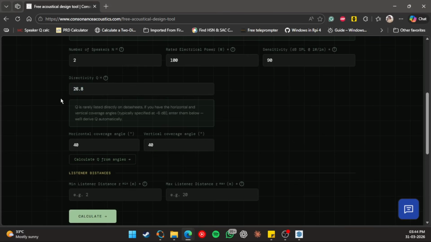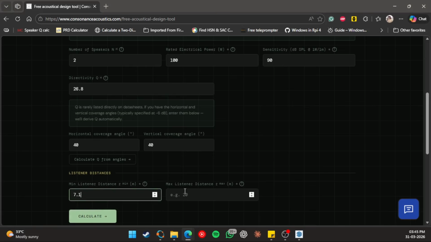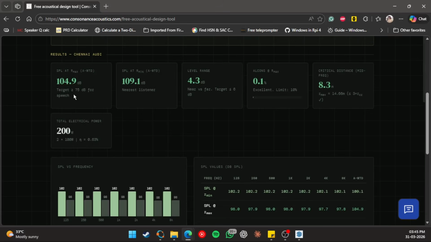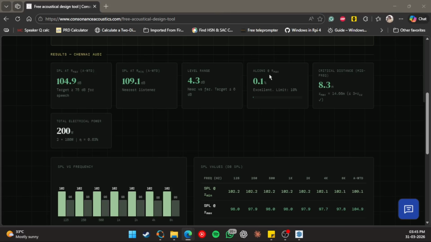Now let's check the minimum and maximum listener distance. In this case of FOH, the minimum is 7.1 and the maximum is 14.66. Once we have put in all this information, it is time to click on the calculate button. On the results page, you can check the A-weighted sound pressure level at the maximum and minimum listening distances. You can also check the level ranges to see if the difference is not so much that the person sitting farthest will have significantly lower levels than the person sitting closest.